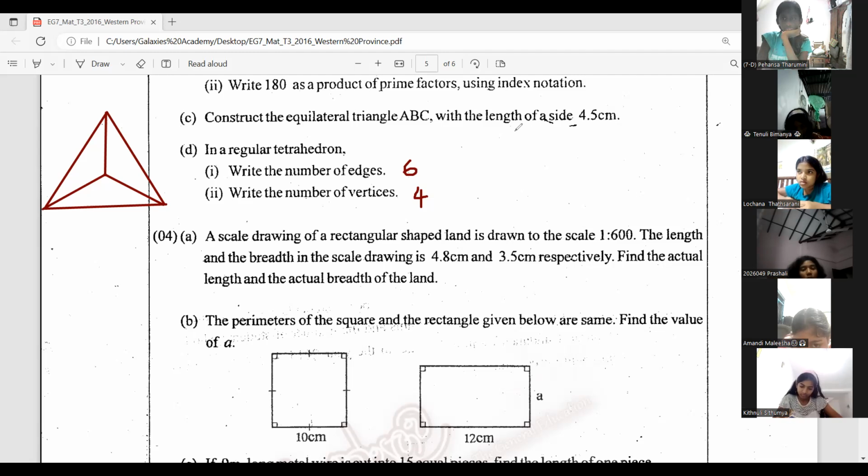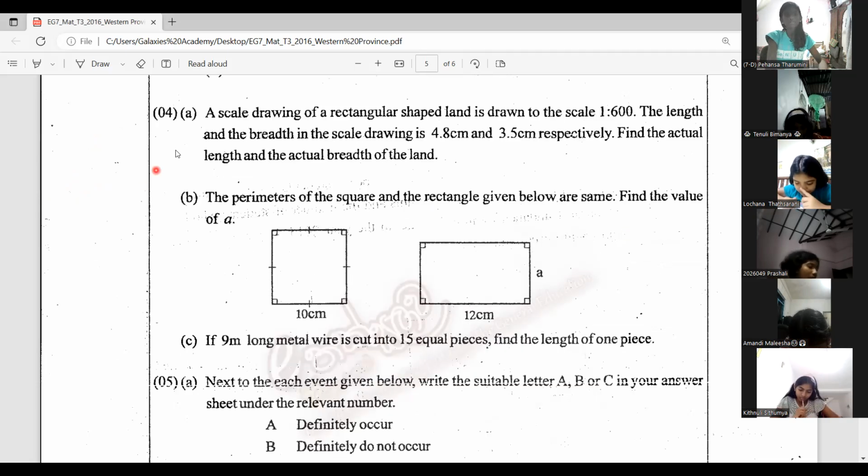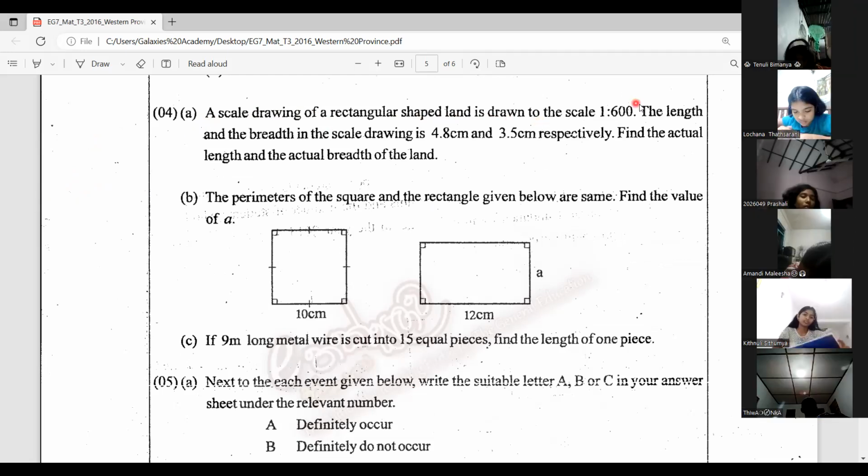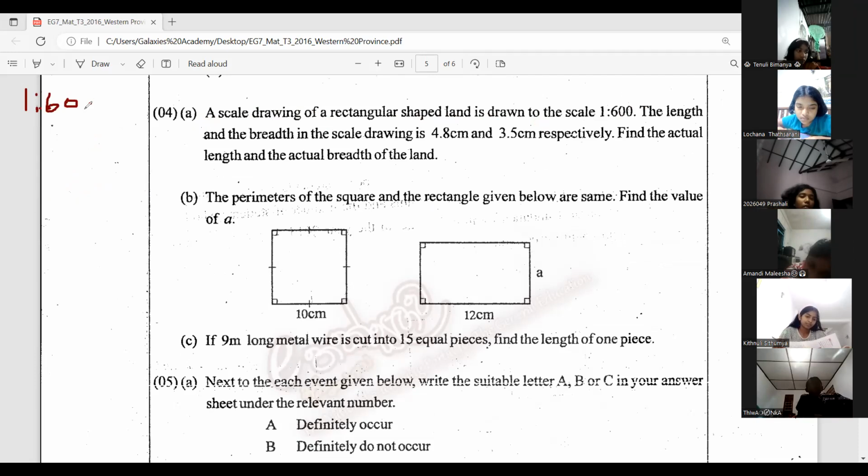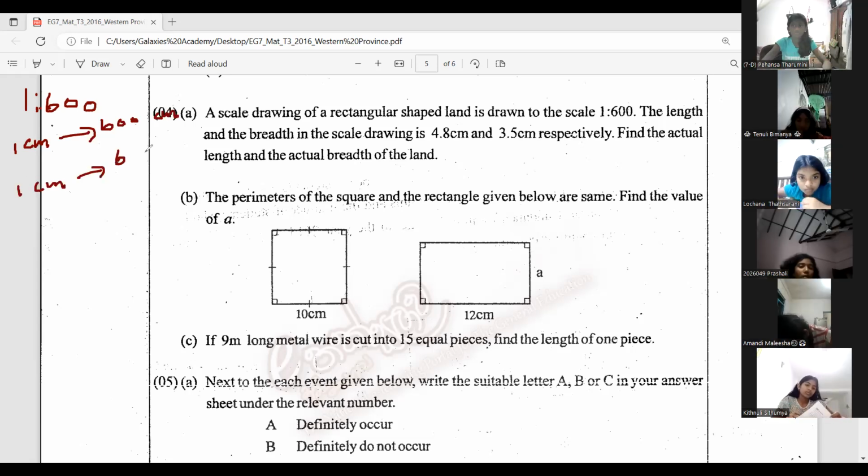Okay, question number 4. A scale drawing of a rectangular shaped land is drawn to the scale 1 to 600. What does 1 to 600 mean? 1 to 600 means 1 centimeter represents 600 centimeters. That means 1 centimeter represents how many meters? 6 meters, right? That is the meaning of the 1 to 600 scale ratio.